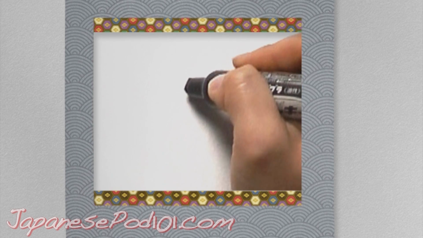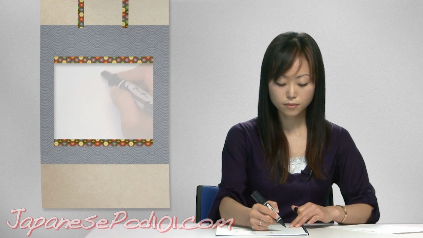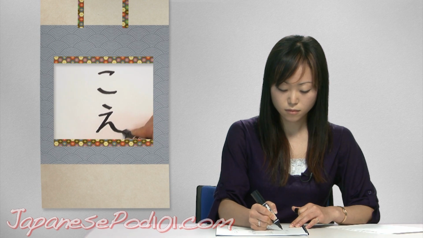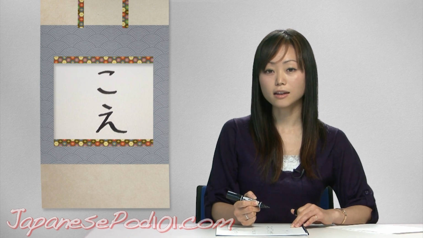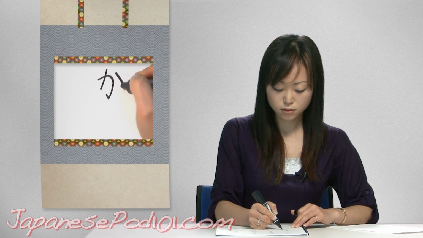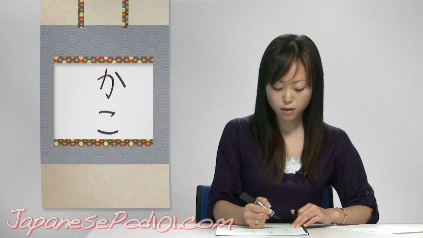The last one is ko. 1, 2. Here is koe. Voice. And here is kako. Past. Let's try a short quiz. See if you can read these words. If you can, try and remember their meanings.